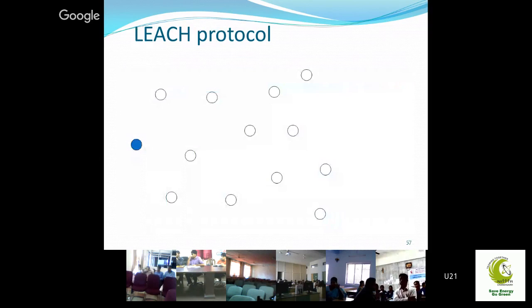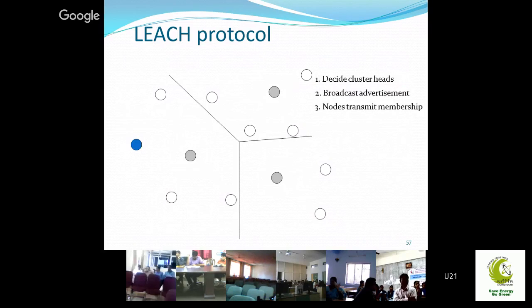So this is a typical LEACH protocol. First we decide the cluster heads. It broadcasts the advertisement message. Then nodes transmit memberships, so you have formed the cluster now. Now the head broadcasts the schedules, meaning the nodes have their own time slot to send their data.